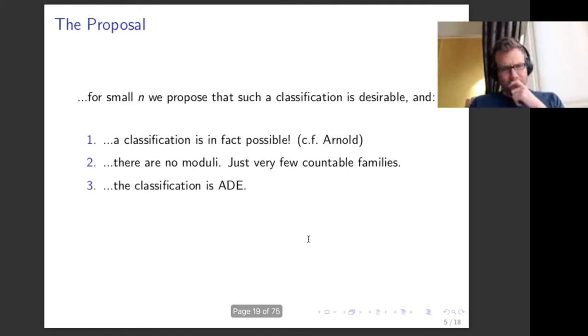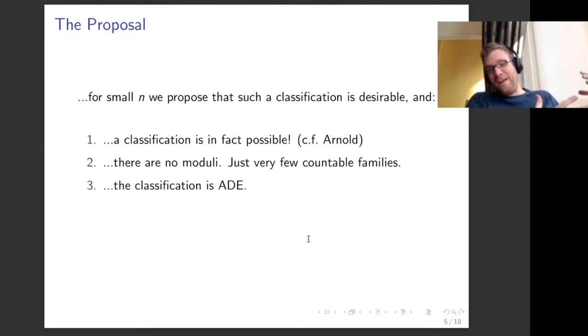And the third thing, which is bordering on insanity, is that the classification you're going to get, at least for small n, is ADE. This should surprise you, because nothing of what I've said so far, on the face of it, has got anything to do with ADE Dynkin diagrams.